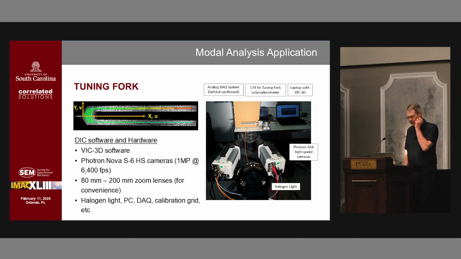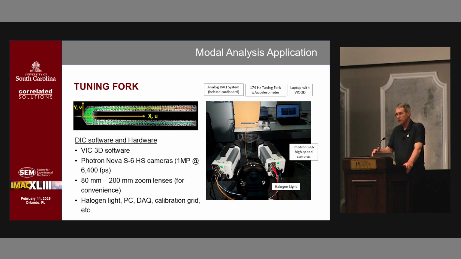So for this case, the tuning fork is shown up here. In this case, X is to the right, Y is vertical, Z is coming out at you. For this, the software we're going to use is VIC-3D, the three-dimensional software we have available. The cameras are here. We're using them at 1 megapixel, 6,400 frames per second.